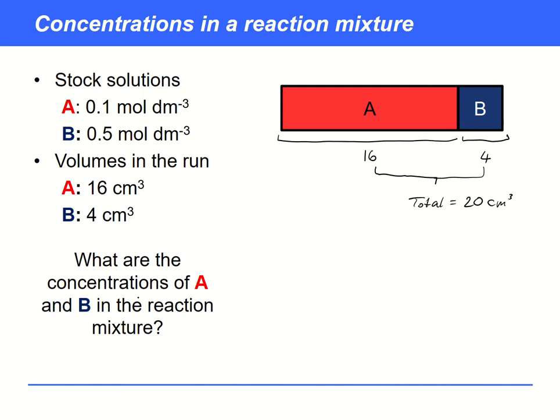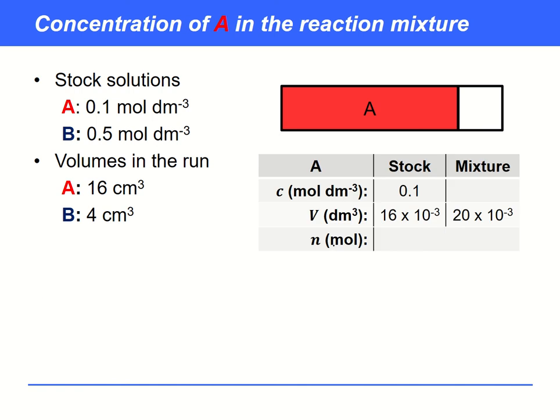Now the question is, what is the concentration of A in that reaction mixture at the start, and what is the concentration of B once we've mixed them together? And in order to do that, we're just going to think about each one separately. So let's think about A. Now in this situation with A, the 4 centimeters cubed of B that was added doesn't have any A in it. So it may as well be as if you've added water to A with respect to the concentration of A. And so these problems where we're trying to work out the concentrations in a reaction mixture are basically the same as a dilution problem, because there was no A in the B that was added.